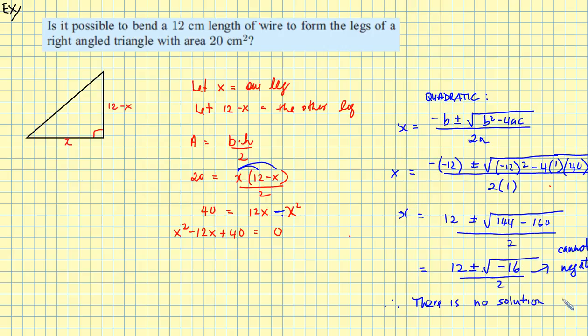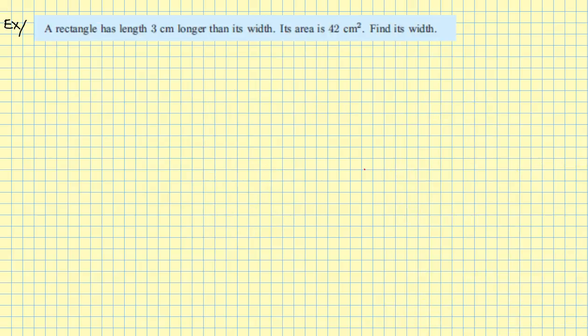There's no solution, and thus it is not possible to bend the wire to form the legs of the triangle. Okay? So that's basically your solution there. All right, let's take a look at another example.